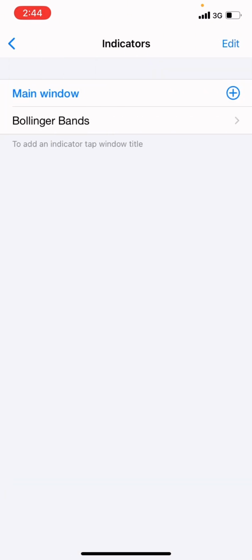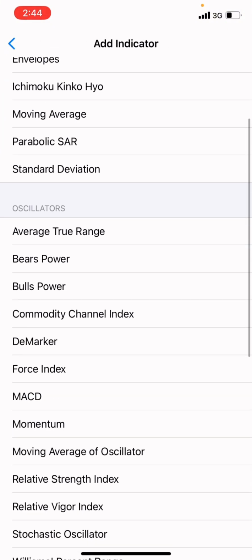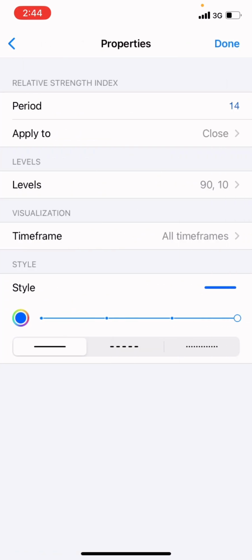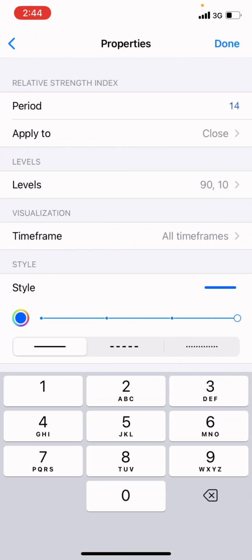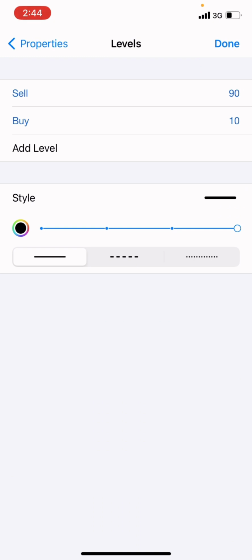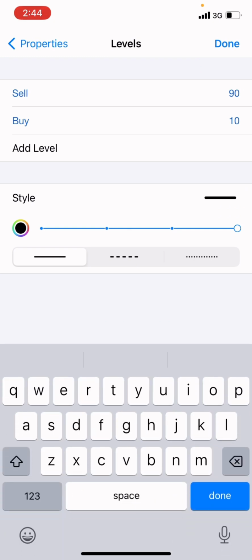All right, then the next indicator which we're going to put on indicator window 1 is the RSI, the relative strength index indicator. Put that on period 14. You apply to close. The levels are going to be 90 and 10. Then you add sell to 90 and you add buy to the 10. All right, the style, you put it right here on 4 pixels. The color is going to be black. Then use the straight line pattern here, which is the first one. Then you click on done.